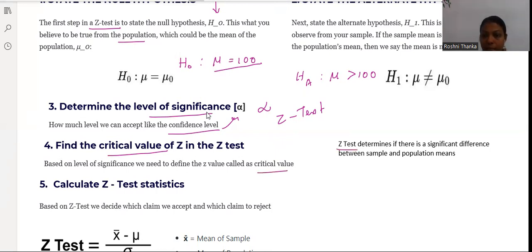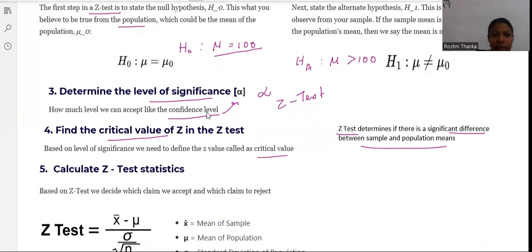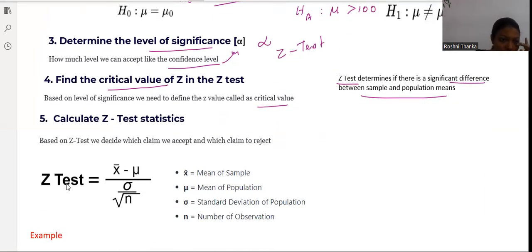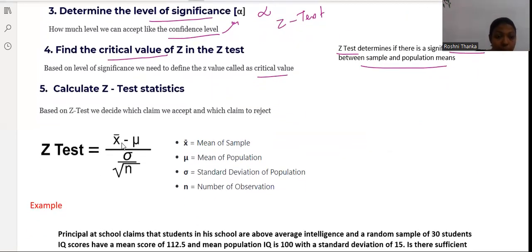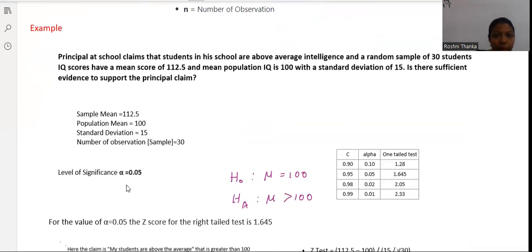So the z-test only determines if there is a significant difference between a sample and a population mean. That's what the z-test will help us to do. The formula for the z-test is the mean of the sample minus the mean of the population, divided by the standard deviation divided by the root of the number of samples. Now, from this question, what is the sample mean already given?